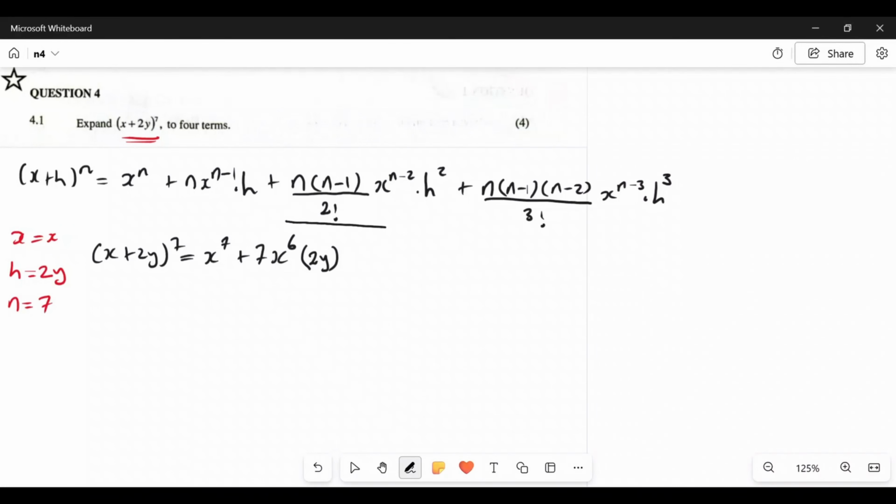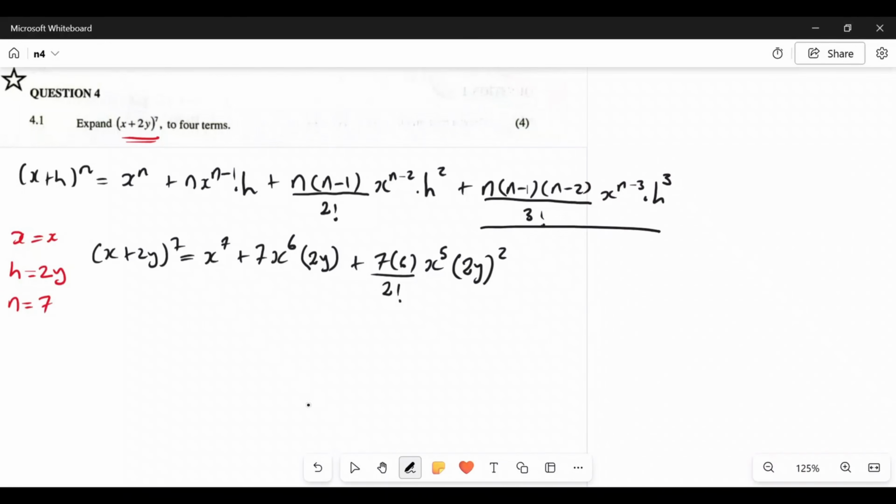Now it's time for us to do the third term, right? So let's continue. Plus. The third term, we have n. Remember, n is 7, multiplied by n minus 1. 7 minus 1, that is going to give us 6, divided by 2 factorial. So this is 2 factorial. And then we have x, which is x there, to the power of n minus 2. Remember, n is 7, so 7 minus 2, that is going to give us 5. There we go. Multiplied by h to the power of 2. We still remember h is actually 2y, so it's going to be (2y) to the power of 2. There we go. That is the third term.